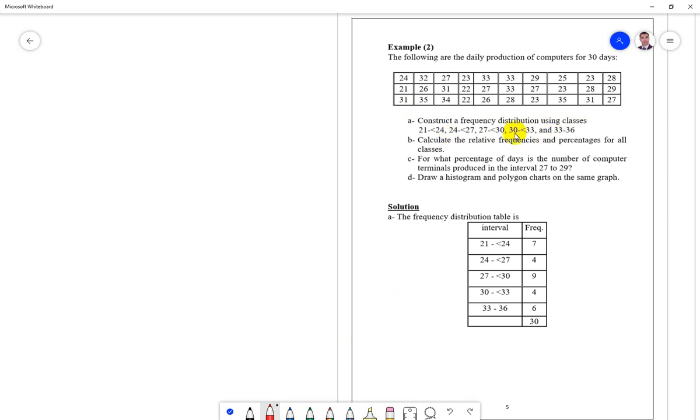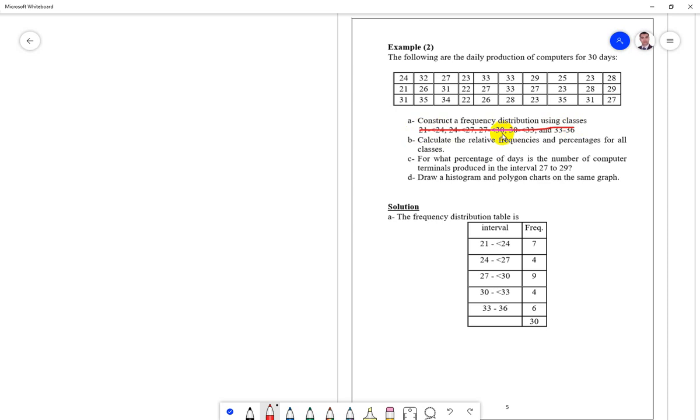but actually I will answer question A in 2 ways. The first way using the classes that I'm giving you, and the second way assuming you don't have the classes, how to construct the frequency table. Okay, so now I need to answer that question A in 2 ways.